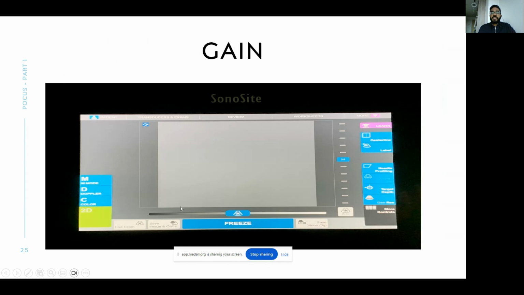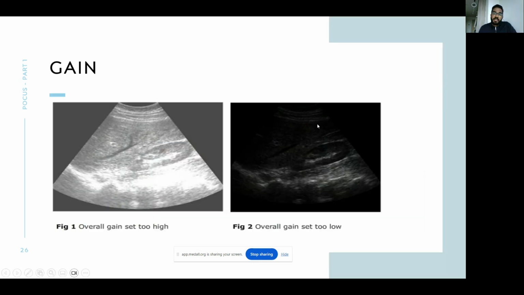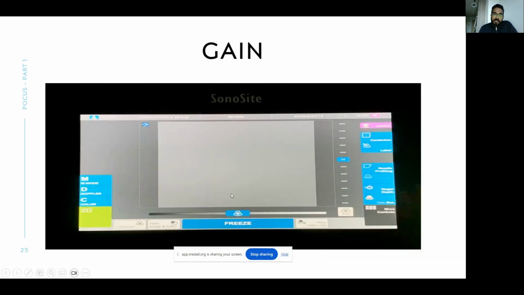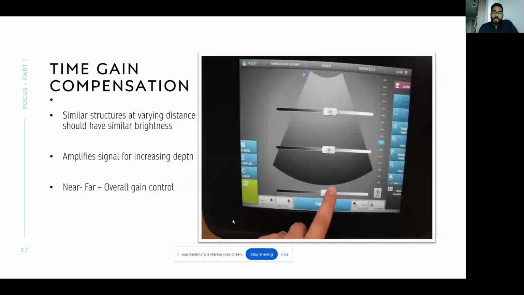Or if you make the brightness too dark, into this part of the grayscale, you're going to end up getting a very dark image, and practically the image is lost. You can't really make out anything here. So it is important that you set this slider to the appropriate gain that will help you visualize whatever structure you're looking at in the most clear way possible. Now, there is another concept here that I want to introduce called time gain compensation.